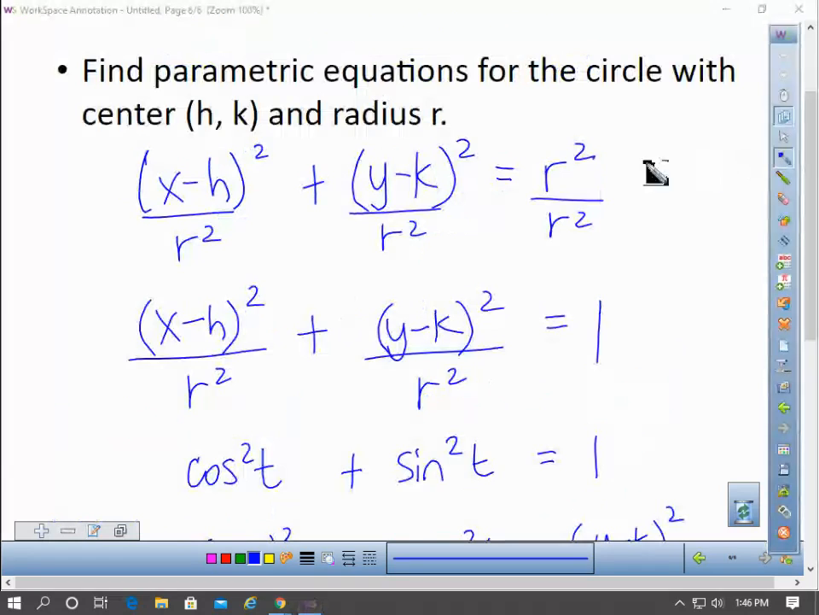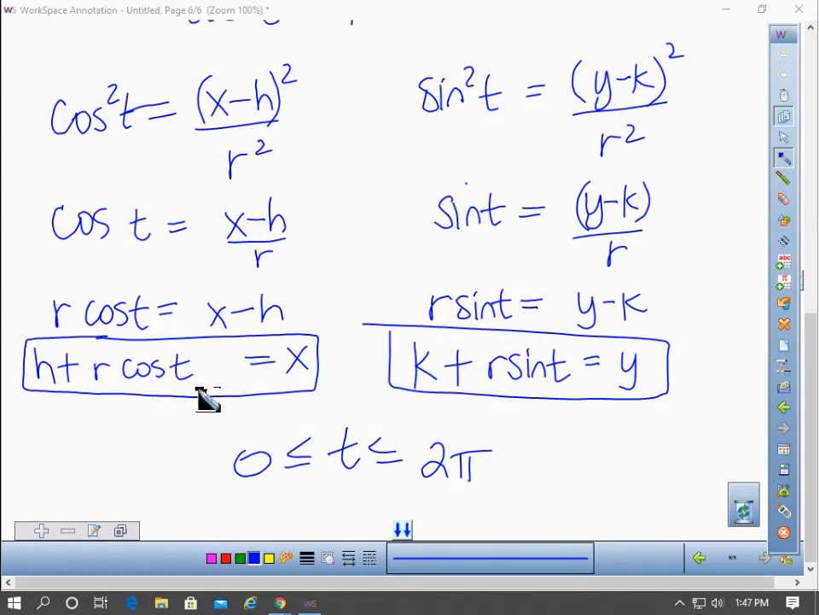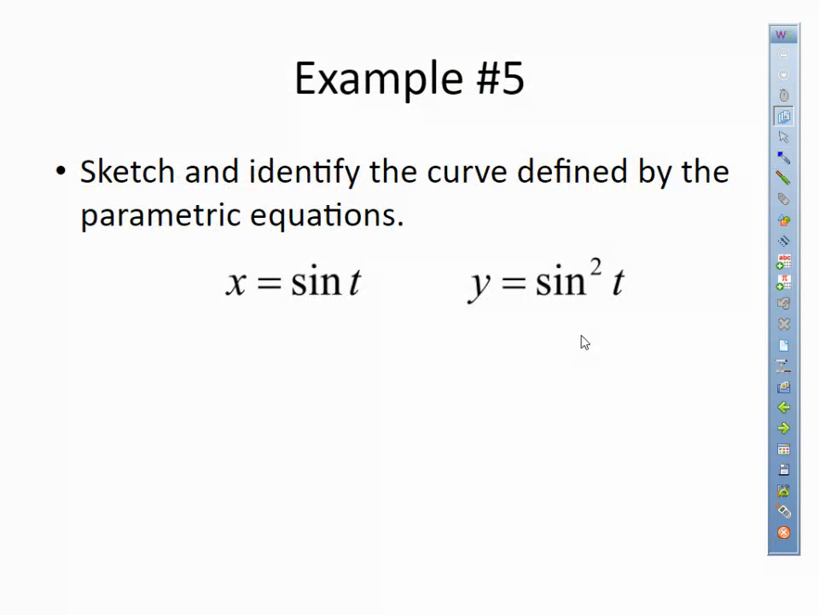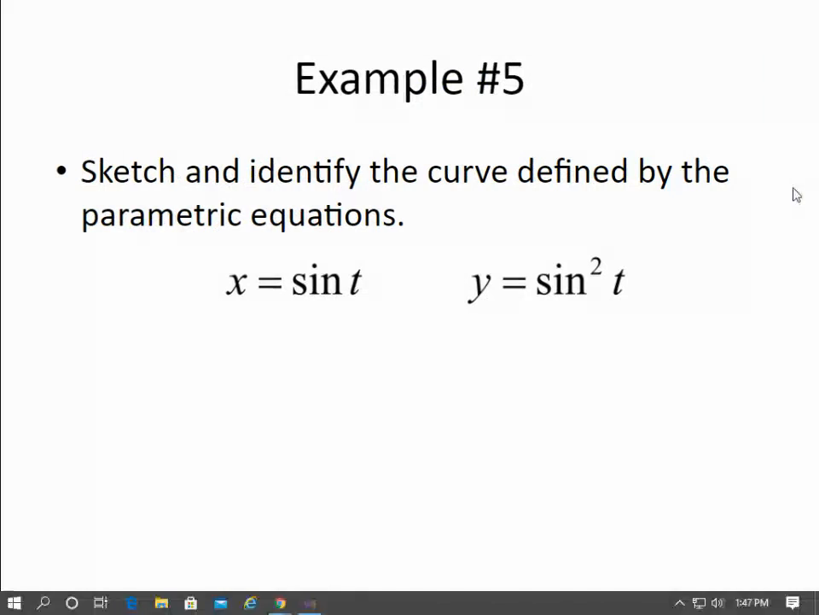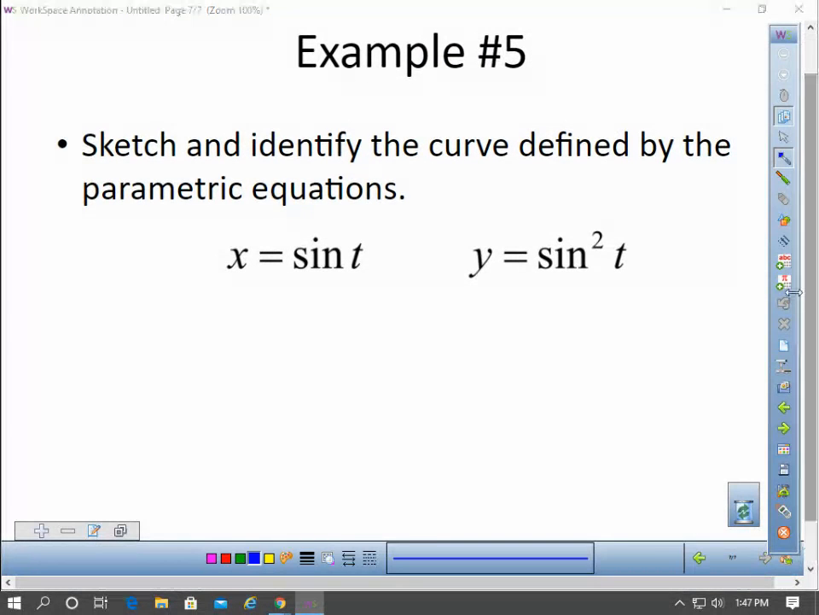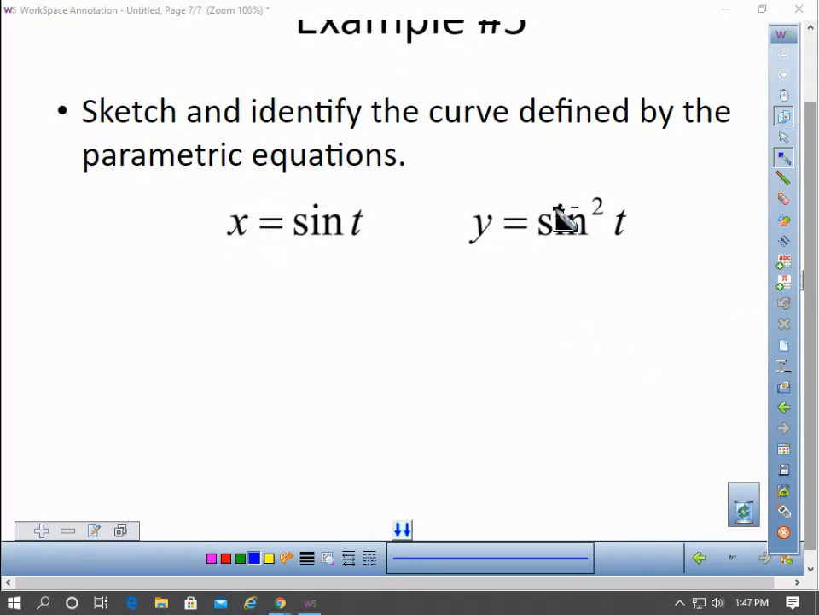You just got to somehow separate your equation that you have and get a separate equation, one for x and one for y, that are written in terms of t. Now, these have h's and r's and k's in it just because we were doing a generic one for a circle. So the last one, number 5, says sketch and identify the curve defined by these parametric equations. All right, so this time we've got sine squared. So we'll see what that does here.